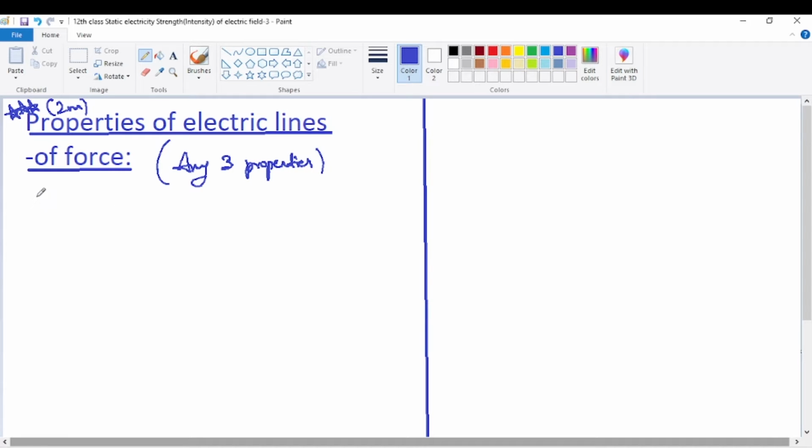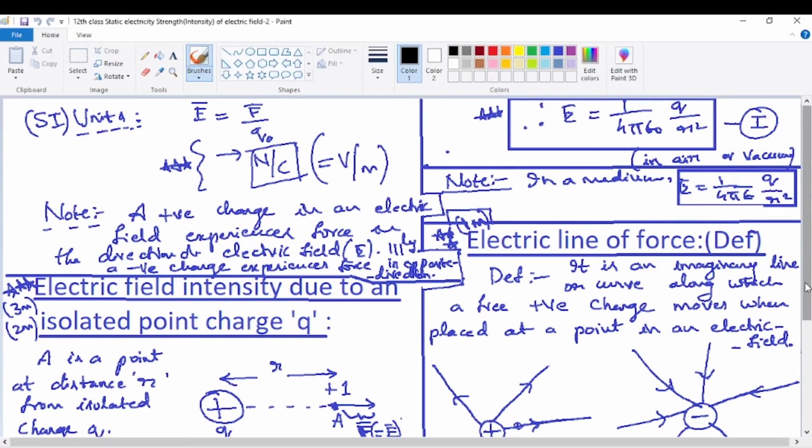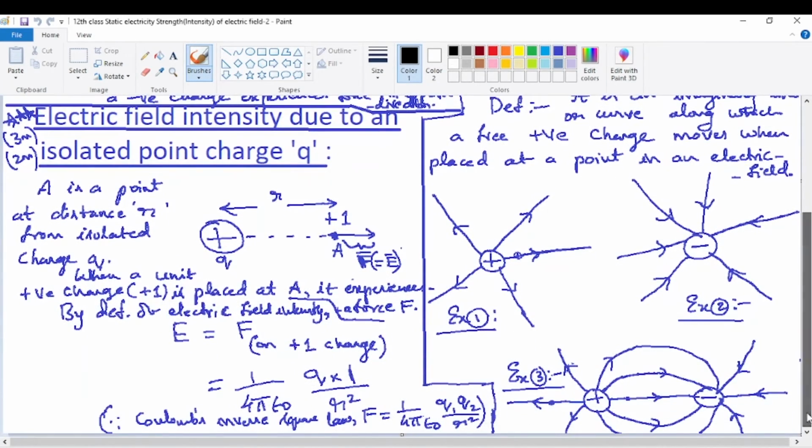Now the very simple property. Just look at the diagram of the electric lines of force in three different examples which you already saw. This was the page. Just look at this diagram. This is a simple case, example 1. It's an isolated positive charge. Near an isolated positive charge, it can be seen that the electric lines of force are directed away from the positive charge. That means they are diverging.